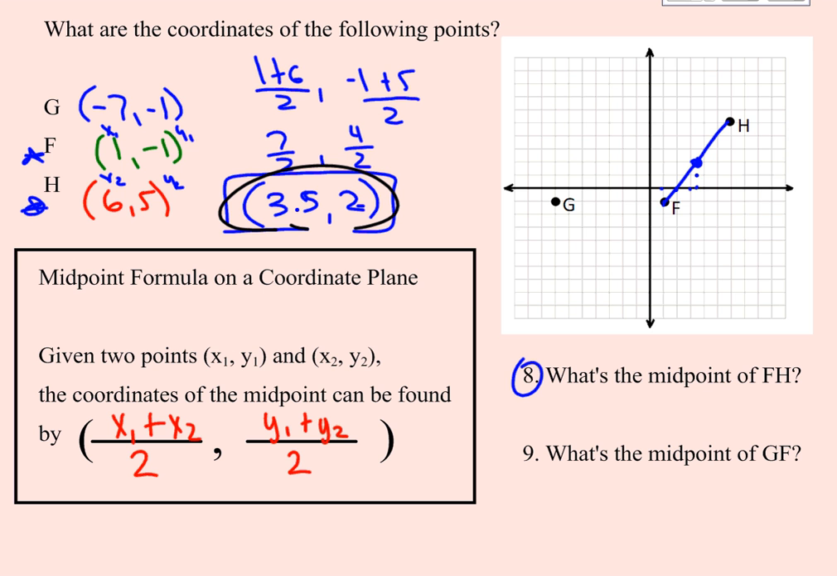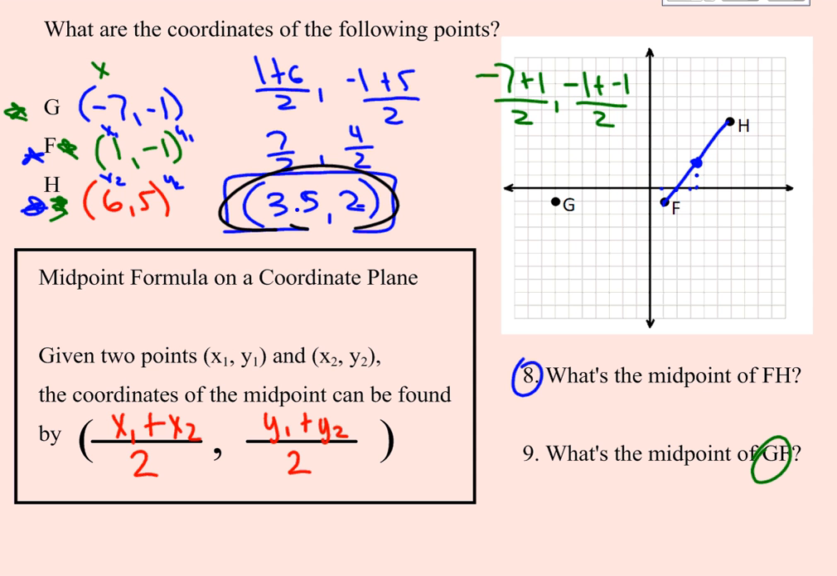So this last one, what is the midpoint of GF? Well, let's look at G and look at F. Here's G, here's F. So let's figure out that same idea. Negative 7 plus 1 divided by 2. Negative 1 plus negative 1 divided by 2.